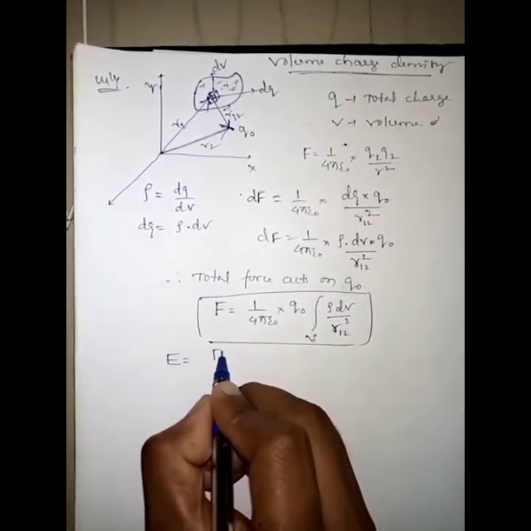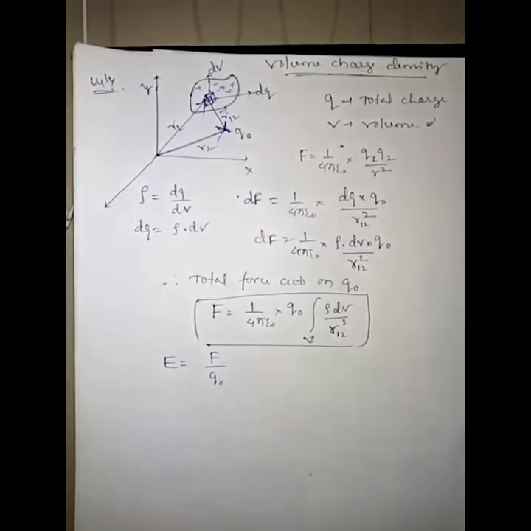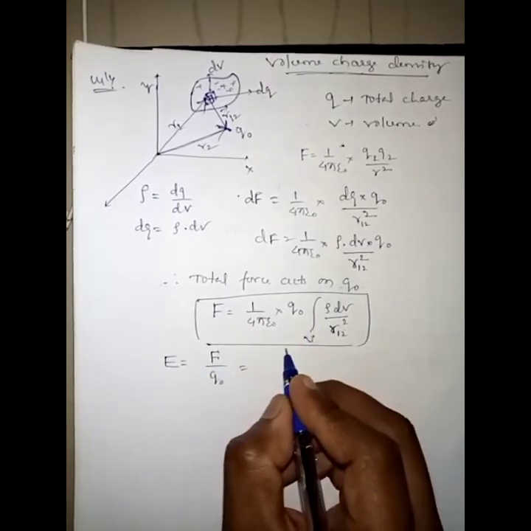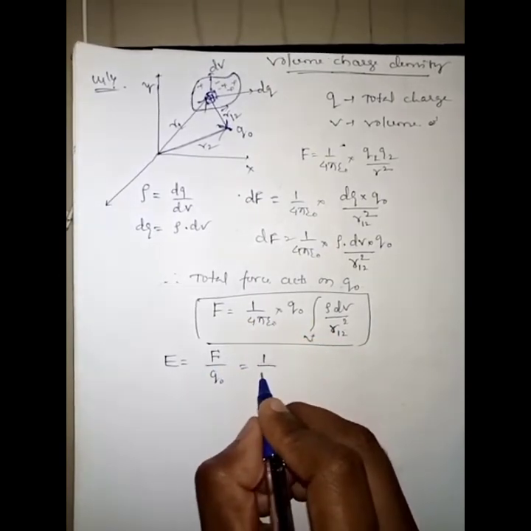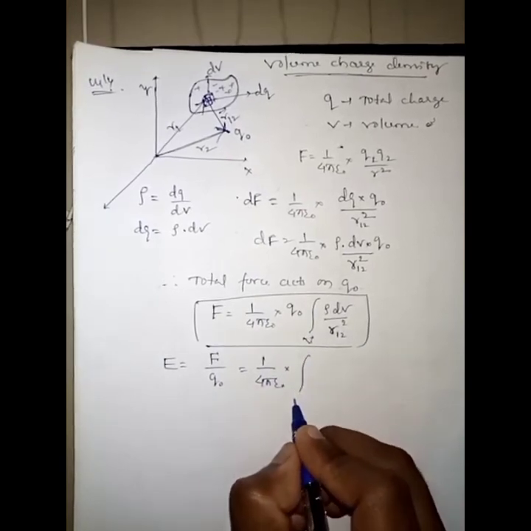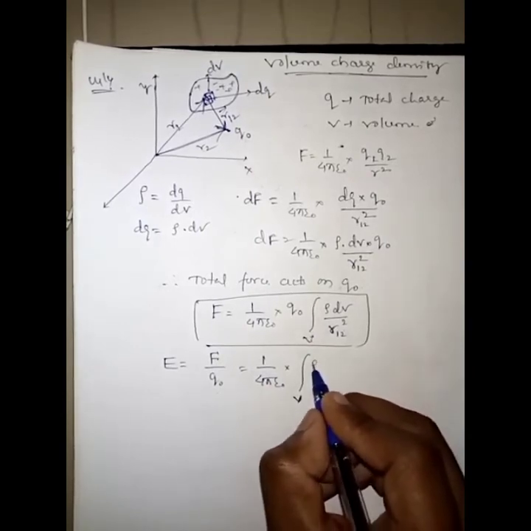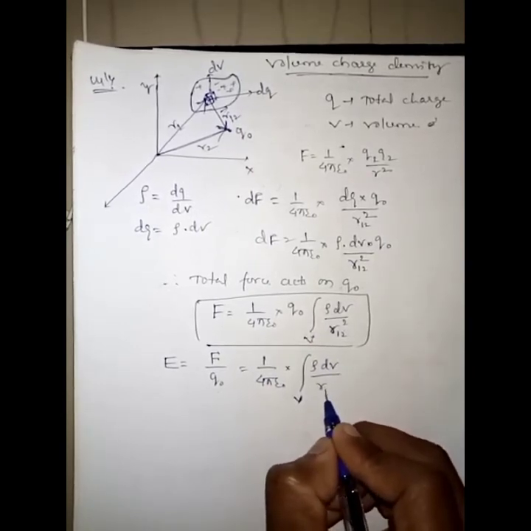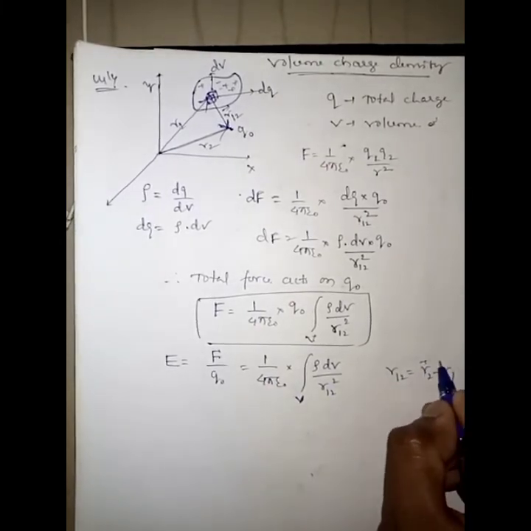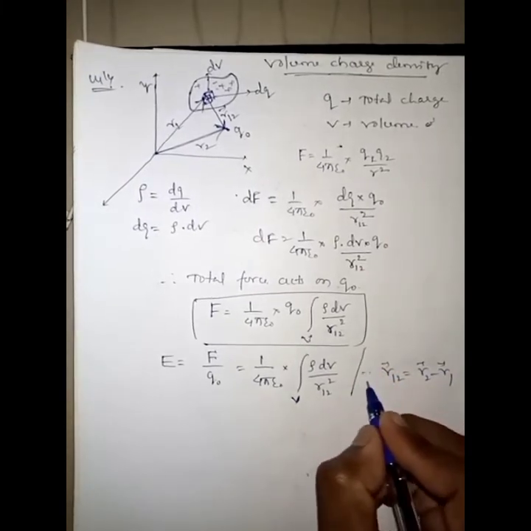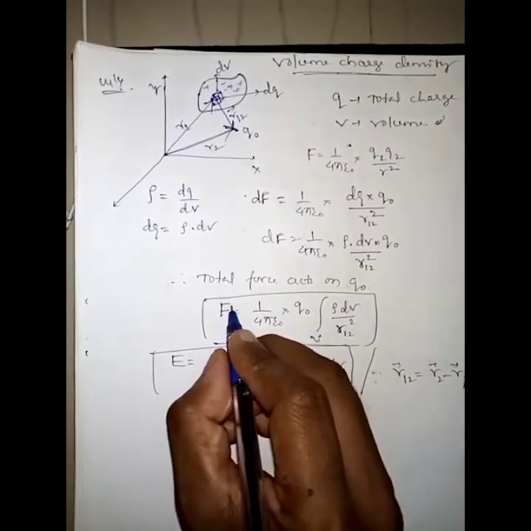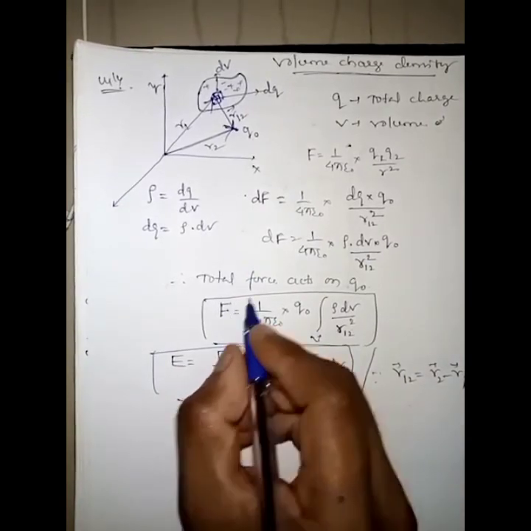Electric field is equal to force per unit charge, that is F divided by q naught, so q naught gets cancelled. The remaining expression is E equals 1 by 4 pi epsilon naught into integration over V of rho dV divided by r12 square. Here r12 is equal to r2 minus r1.